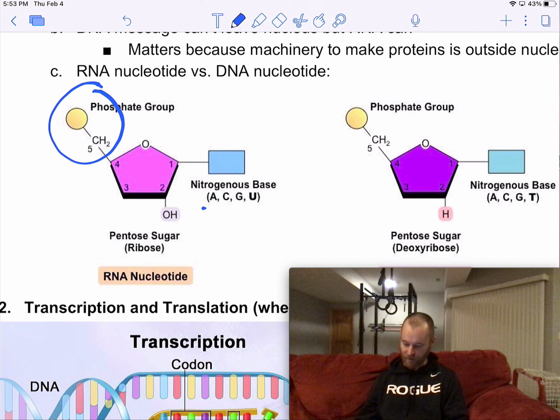And then adenine, cytosine, guanine, and uracil instead of thymine. So, for DNA, apples to trees, and for RNA, apples under the tree. A to U. C to G still.